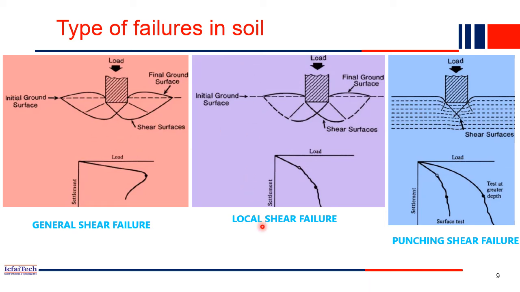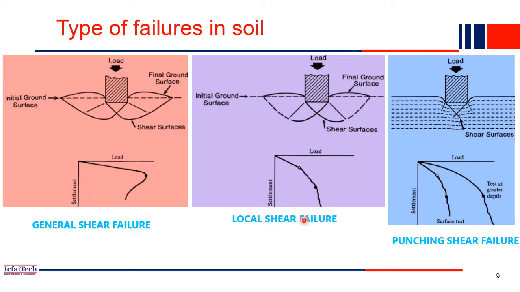Now the next category is local shear failure. What is local shear failure? Same, our structure is here, the foundation is here, and the loads are acting here. Because of the load, the soil just below the foundation, this portion of the soil, got failed. That's why you can see a small upliftment on both sides of the foundation. But here the soil failed very near to the foundation. So this type of failure we call local shear failure. Whereas in general shear failure, the soil failed in a comparatively large area, the entire soil has failed. Whereas in this case, only the soil just below the foundation failed.